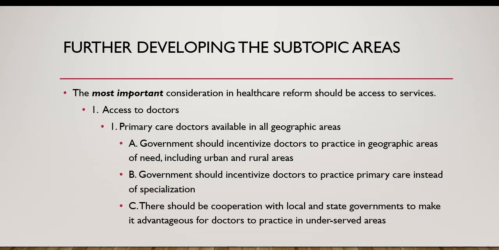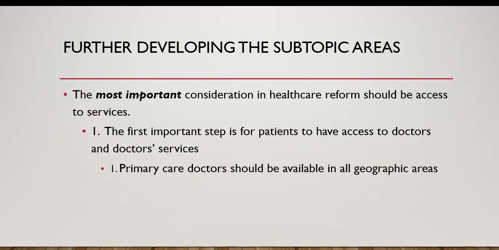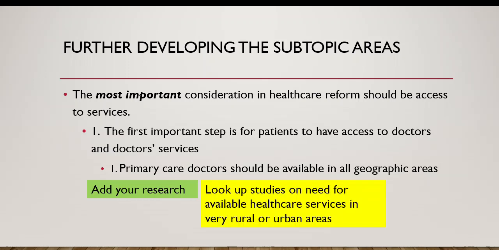underserved areas. Now note, these are all of your ideas that you developed through brainstorming and planning. You have developed all this prior to doing any of your research. Now, let's look at one of these particular areas closely. Primary care doctors should be available in all geographic areas. That is your subtopic. So here you're going to put in some initial research. Look up studies on the need for available healthcare service in very rural and urban areas.